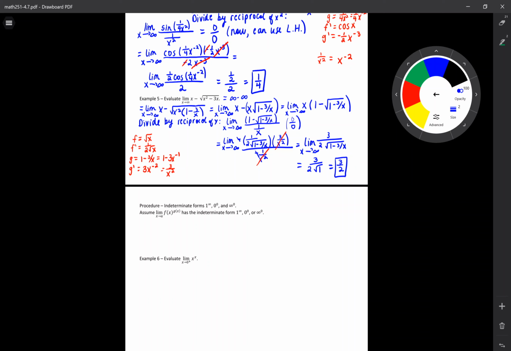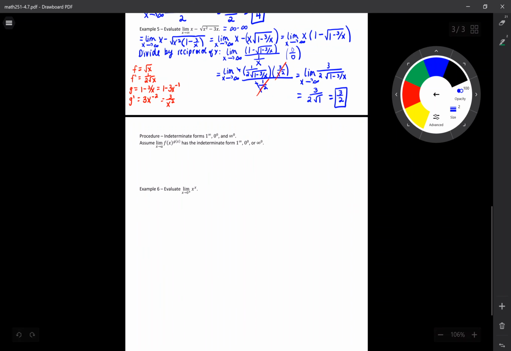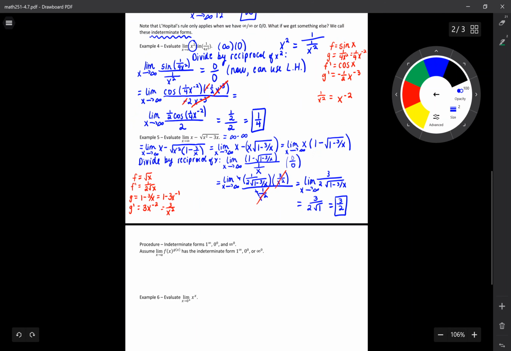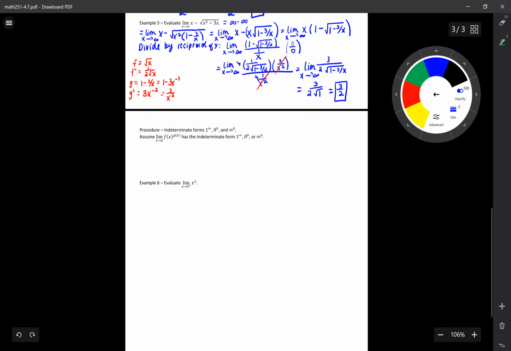All right, so we do have a procedure for when we have these kind of indeterminate forms, when I have to manipulate my function to get it into 0 over 0 or infinity over infinity. So here's my procedure. When I have a function like 1 to the power of infinity, 0 to the power of 0, or infinity to the power of 0, this is what I do. So these forms are a little bit different than the ones in example 4 and 5, but they are also indeterminate forms. So here is what I do.